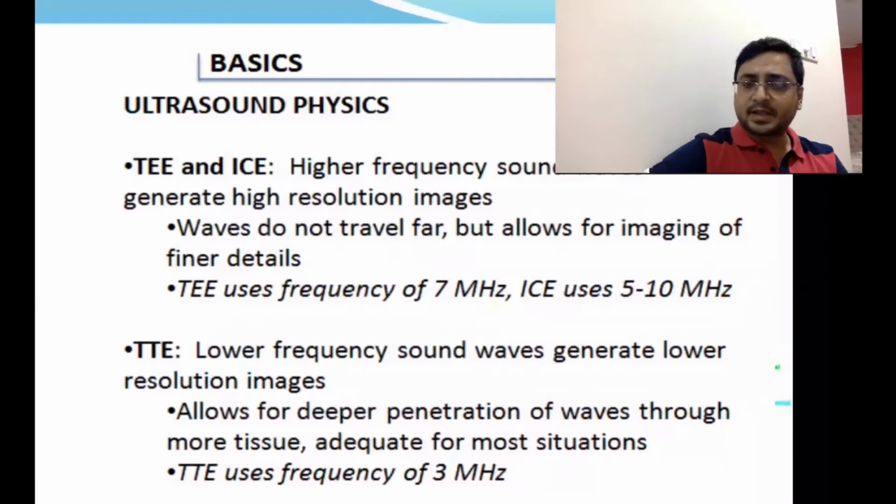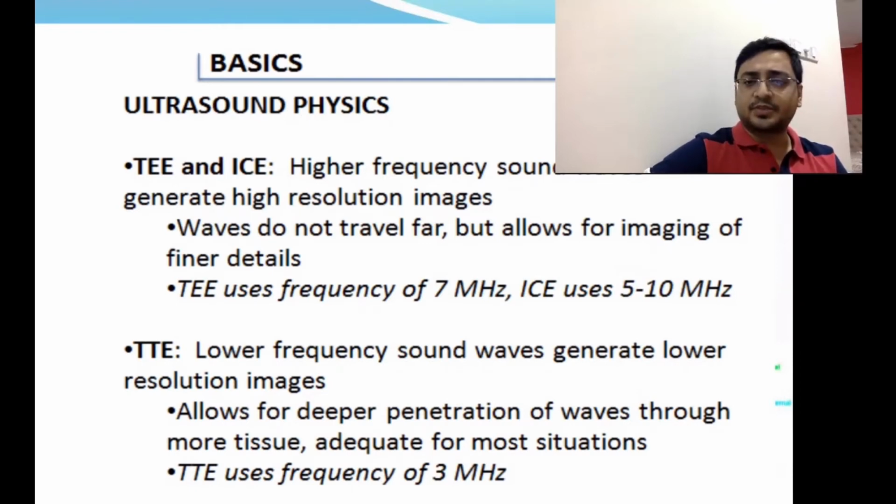The basics and physics of echocardiography are that whenever we place the probe or transducer, sound waves are emitted, reflected, captured and ultimately processed, and we can see real-time images. The difference in TEE and intracardiac imaging is that they use higher frequency sound waves to generate high resolution images, and in those cases the waves do not travel far. This is the basic physics, but it allows imaging of the finer details.